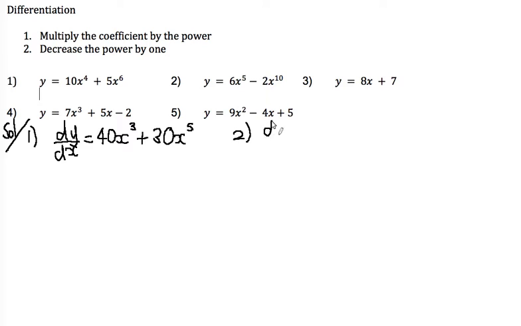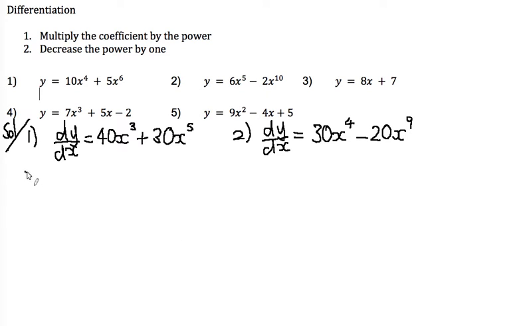So question 2, the result of differentiating is a gradient, which we represent by dy by dx. Times the coefficient 6 by the power 5, so again I get 30 here, x, decrease the power by 1, 5 decreases to give us 4, minus coefficient 2 times the power 10, which is 20, x, decrease the power by 1, 10 decreases to 9.